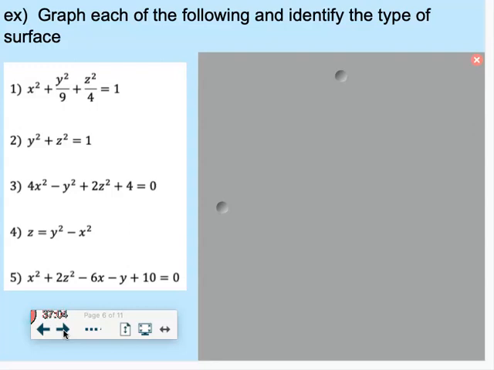Have you done the examples? Have I done these? Look, this one's a cylinder.